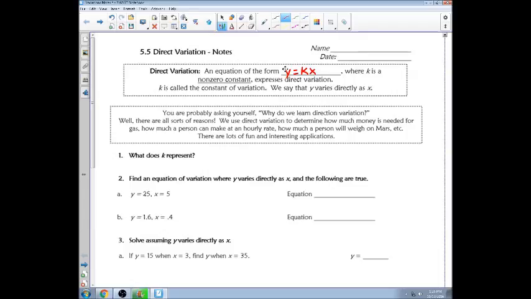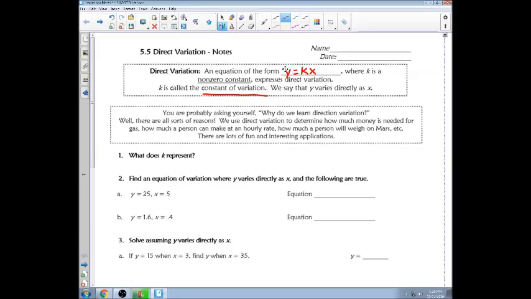k is called the constant of variation. You really need to remember that k is the constant of variation. And we say that y varies directly as x. You're probably asking yourself, why do we learn direct variation? Well, there are all sorts of reasons. We use direct variation to determine how much money is needed for gas, how much a person can make at an hourly rate, how much a person will weigh on Mars. There are lots of fun and interesting applications for this.